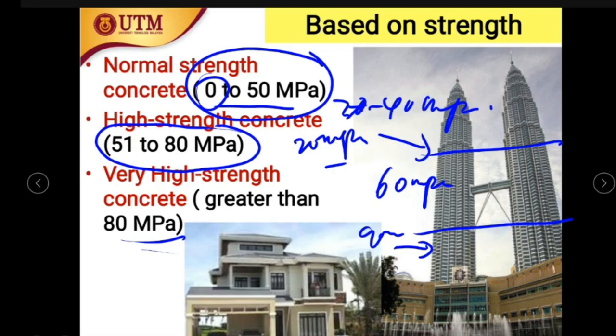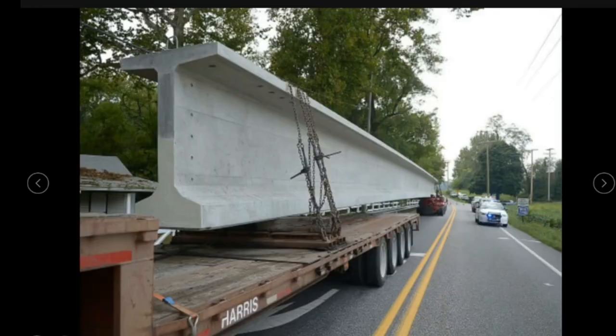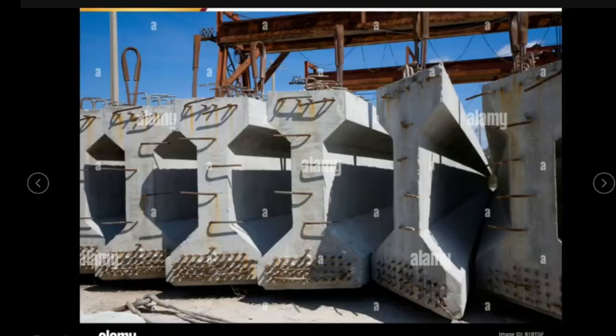But different standards also give different definitions. For example, Eurocode stipulates that 60 megapascal and above only is considered high strength concrete, which means that below 60 megapascal is still considered normal strength concrete. So we can classify concrete based on its strength, and also based on construction, like in situ concrete and precast concrete. It's not only limited to this, that is only the idea. Like this one, precast structure, and then we have this precast pile, and then we have precast beam.